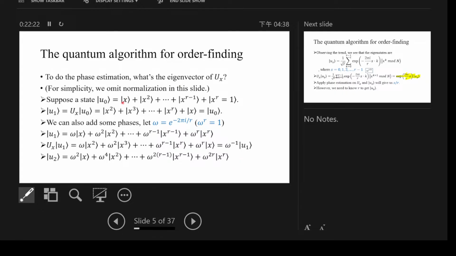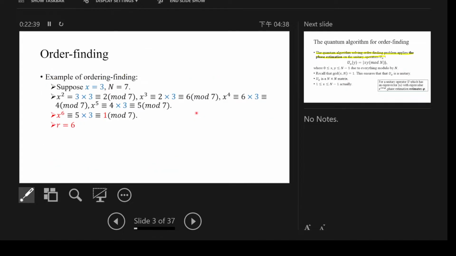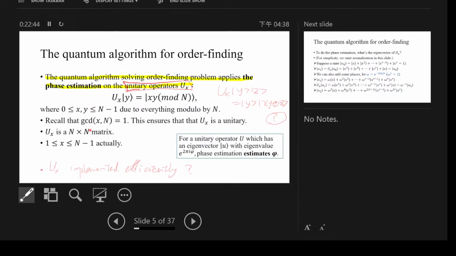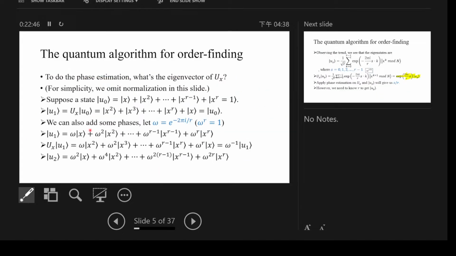So let's think about a state that's an equal superposition of all those powers of x. So it's x, x squared, x cubed, etc., all the way to x to the r. And we know x to the r equals 1. So in terms of this, then we have everything here. And suppose we have this state, and we omit the normalization.